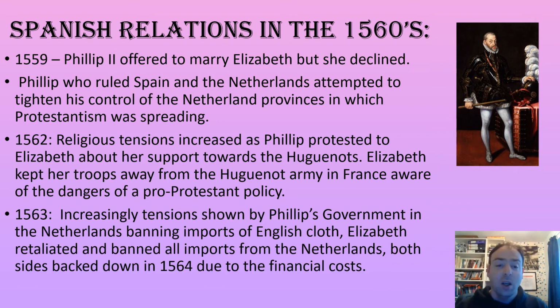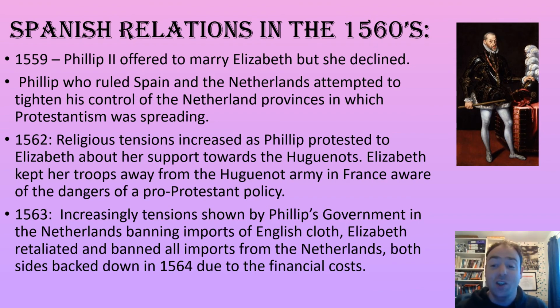And Philip's having a problem with the Netherlands because Protestant ideas are spreading there, and obviously he's looking to impose Catholicism. And he's concerned about Elizabeth because England has lots of connections in the Netherlands with the coasts and all the trade, and he's seen her supporting the Huguenots in France. And he kind of protests to her about this support for the Huguenots. Elizabeth is then having to keep her troops away from the Huguenot army in France. And again, this is part of the reason why the pro-Protestant foreign policy doesn't fully work.